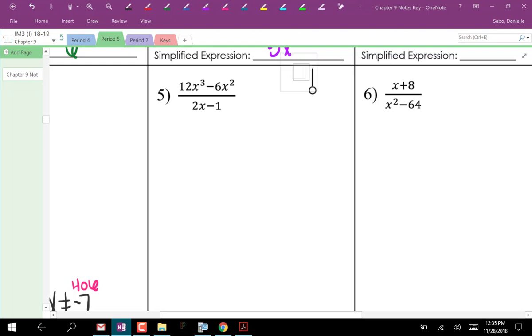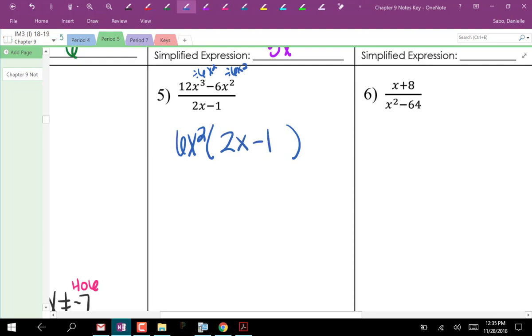Okay, and I walked around, a lot of you got to this point. You took out a 6x squared, which is great. I think some people, because this is like in your way, it's hard for you to think about it. Usually we would write underneath divide by 6x squared. But we are going to divide both of them by 6x squared, if you need to write it out for yourself, which gives us 2x minus 1 here.